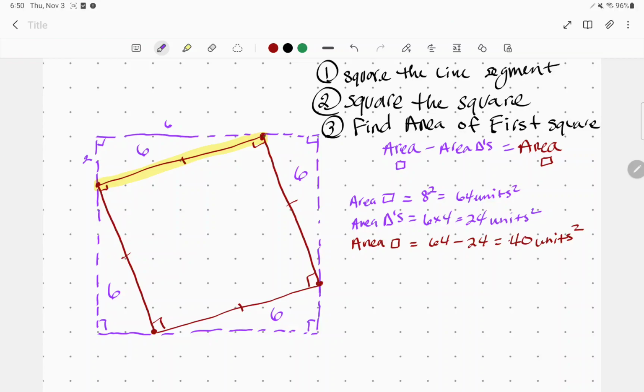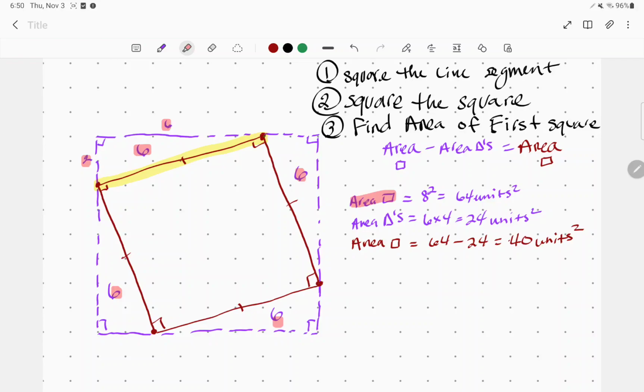Okay, so let's see how we did. If we go ahead and find the area of our, in this case, our red square, right? The area of each one of these outside triangles is 6 because they're all 6 by 2. So 2 times 6 divided by 2. So 6 times 4, that's where we get 24.